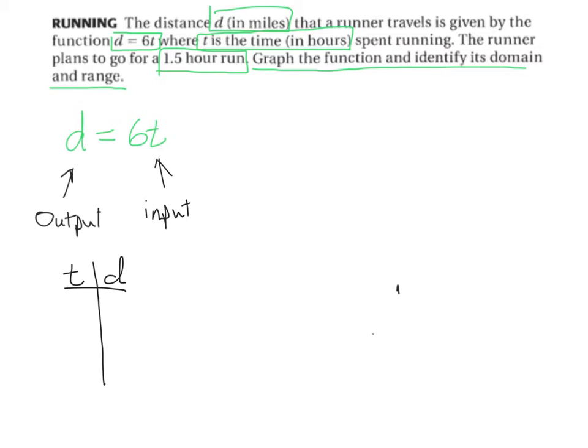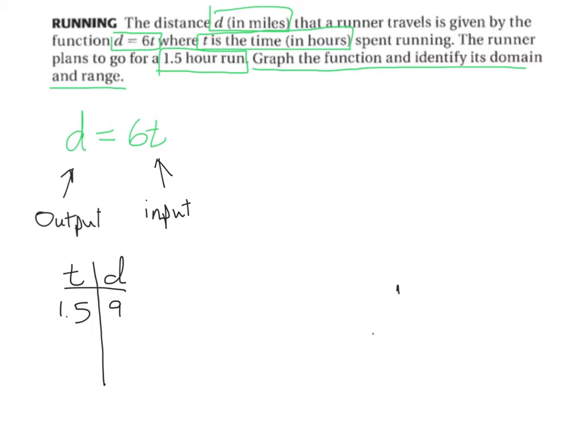Now, I know the runner plans to go for a 1.5-hour run, so we can use 1.5. 1.5 times 6 is going to give me 9. We know 1.5 hours will give us 9 miles. Now, if I tried a bigger number like 2, 2 times 6 would give me 12, but that really wouldn't make sense in the situation because the runner is only going to go for 1.5 hours. He's not going to run any longer than that.